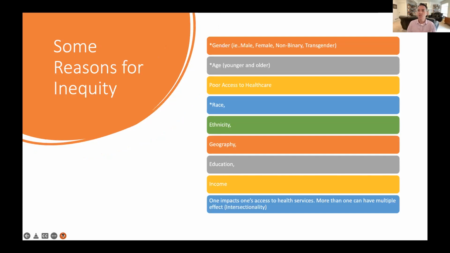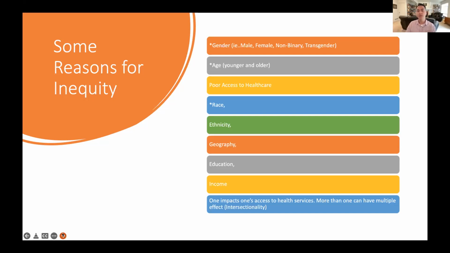Okay, got it. So this is just a partial list of some reasons for inequity. Gender. A person's gender can affect inequity: being male, being female, being non-binary, being transgender. The age, young and old. I'll be talking a little bit later about the aging US population, but even to this day, there's still ageism, where if you are over a certain age, you may be discriminated against. There's also the reverse too. If you're too young, you may be discriminated against. So that can be inequity.